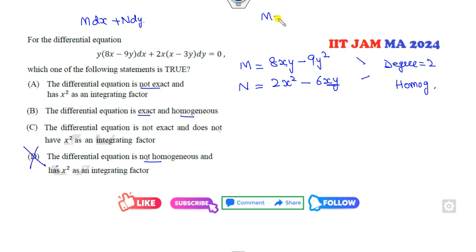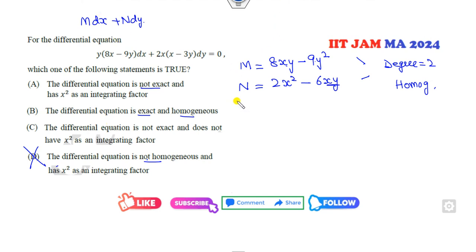Remember, if your M is like x plus y minus 1 and N is like x minus y plus 7, it has a degree 1, it has a degree 1, it has a degree 0. So all the terms do not have the same degree, so it is not homogeneous. Anyhow, the fourth option is cancelled.